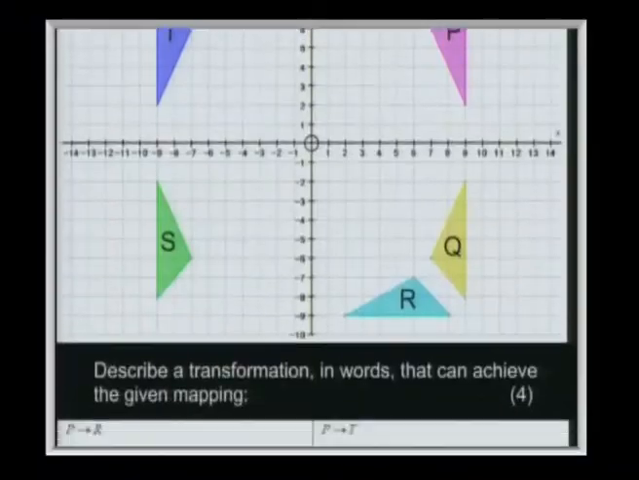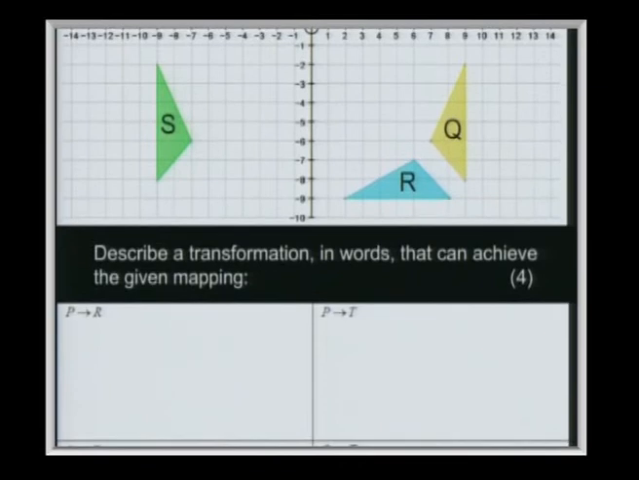Sometimes, if you're not sure, it's useful to list the points, as we did a few minutes ago, and then just check what the transformation is. Let's have a look at the question. They want us to go from P to R.